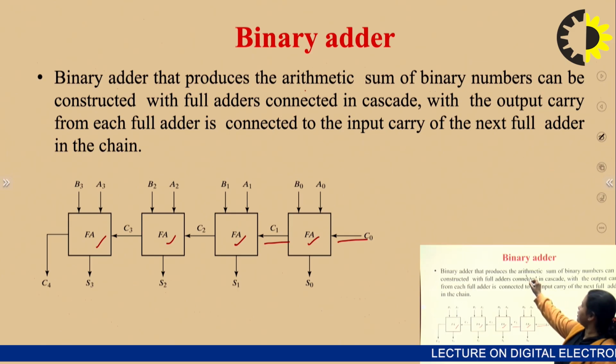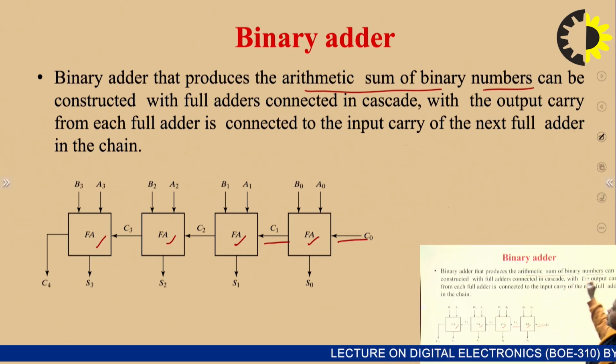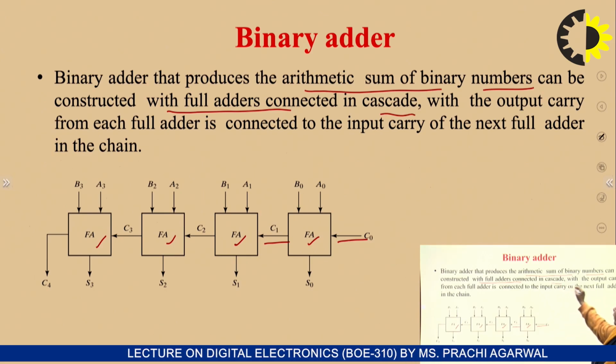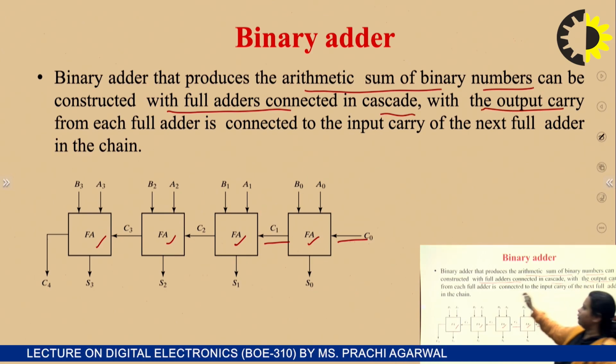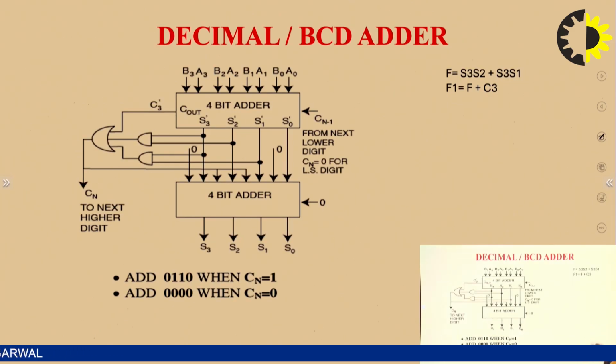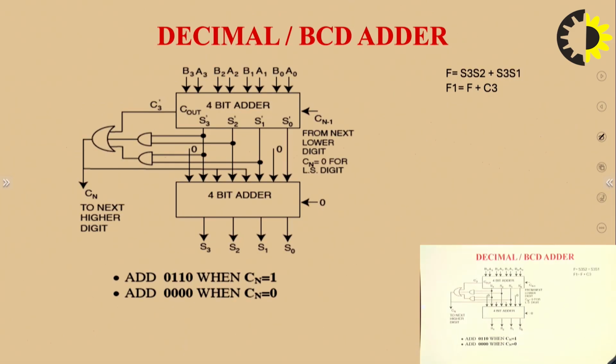It produces the arithmetic sum of binary numbers and can be constructed with full adders connected in cascade, with the output carry from each full adder connected to the input carry of the next full adder, right? This is about the decimal BCD adder. So there is another important topic, that is the BCD adder.